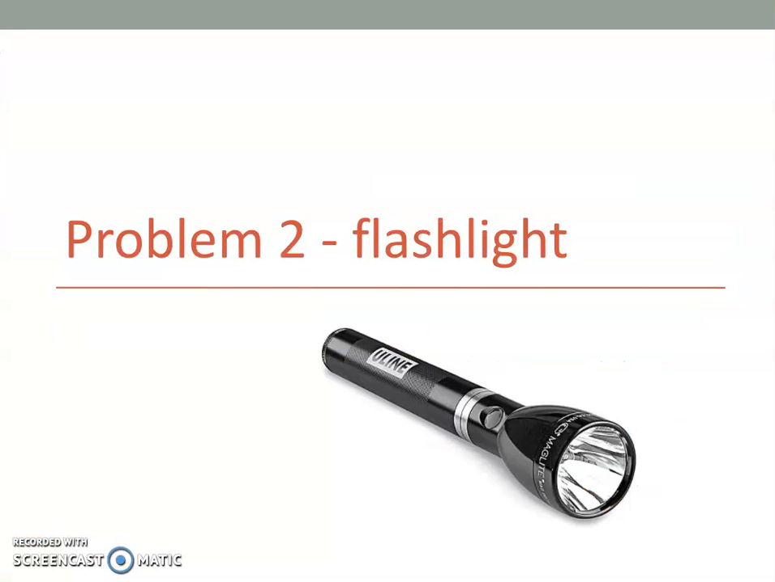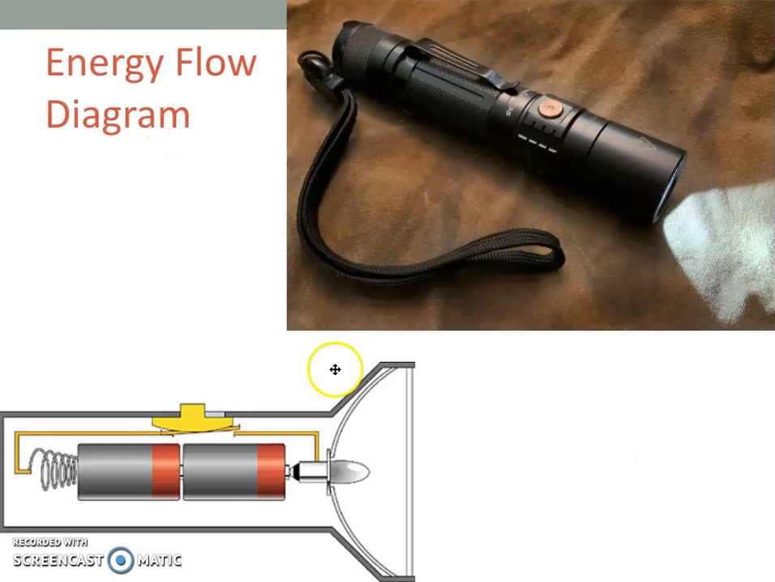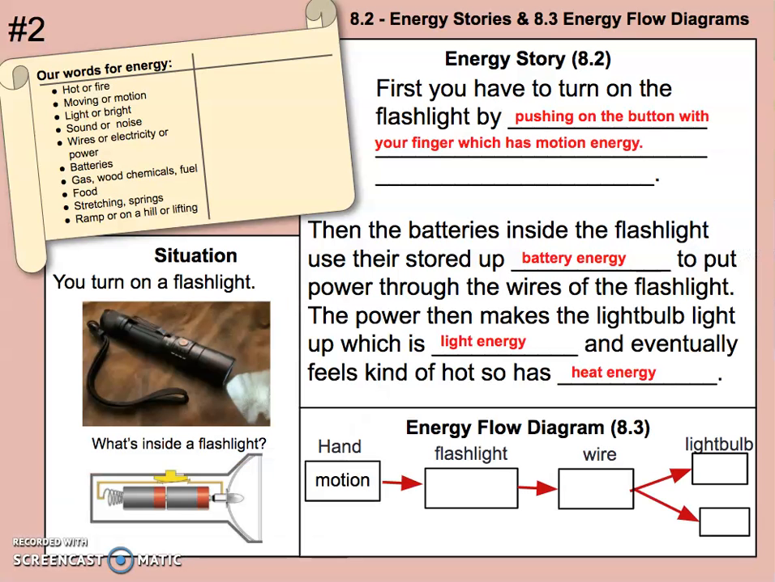We looked at a flashlight. So as we're thinking about an energy flow diagram for a flashlight, I'm going to again be thinking about the insides of the flashlight, that it has batteries inside it, there's some sort of wire inside it. And I'm going to use my energy story to help me. So first you have to turn on the flashlight by pushing on the button with your finger, which has motion energy. In my energy flow diagram, it says hand and motion. So if you are really annoyed by that, you could change it to finger, but it's okay. Hand, finger, same thing. They're moving.